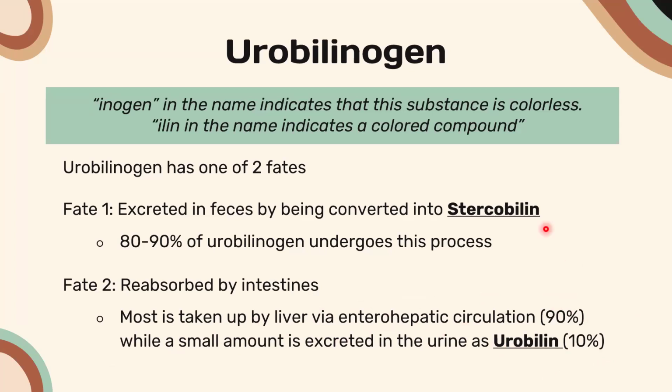So notice here how both stercobilin and urobilin end in "ilin." This name indicates that this is a colored compound, whereas urobilinogen, which ends in "inogen," indicates that this is a colorless substance. This is going to help you remember a little bit.